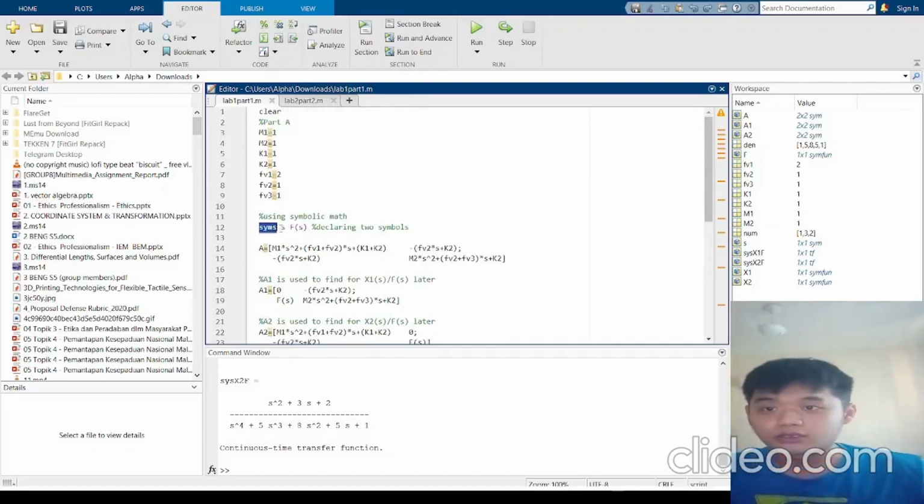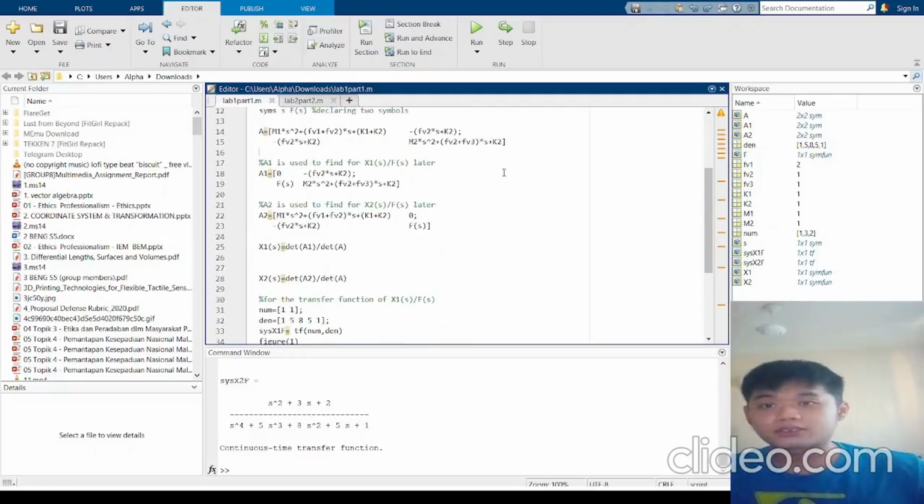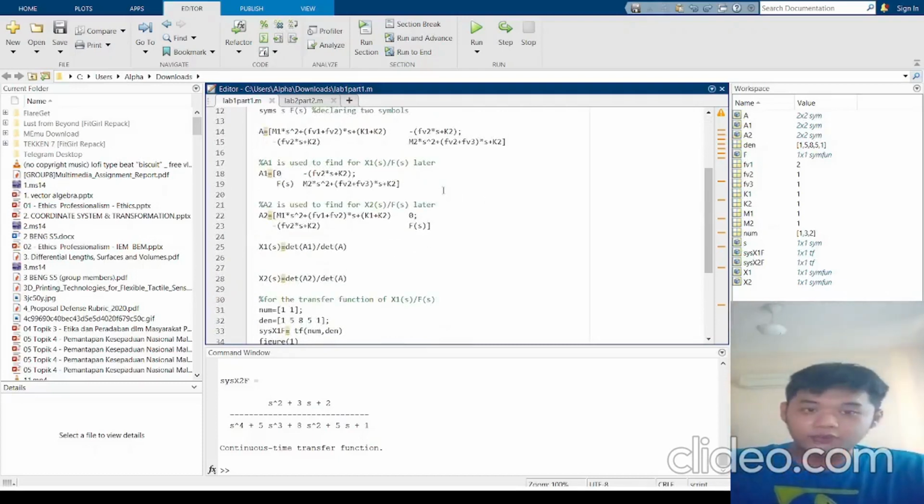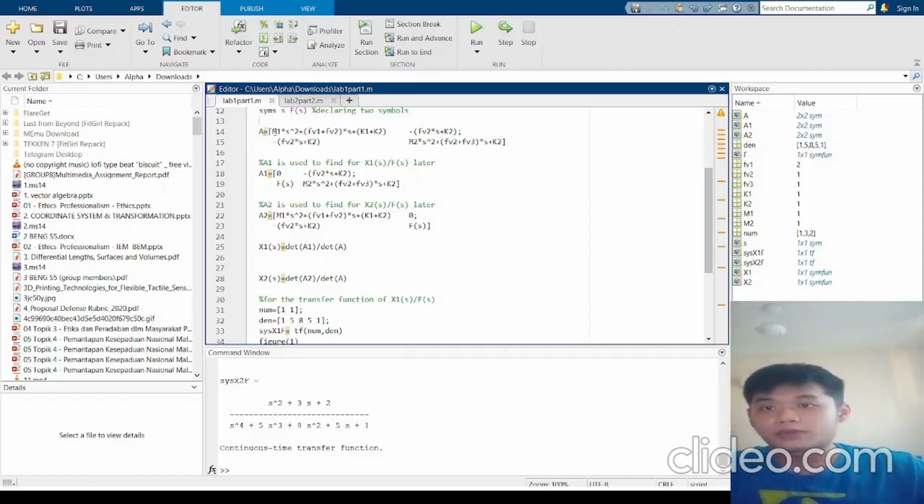But in order to maintain these two, we will have to put the code syms. And then, to find the normal determinant, we simply have to take the matrix form of the answer from the calculation part and paste it here. So here we can see A is equivalent to M1 s squared plus F2 multiplied with the s and so on. And here there's the catch.